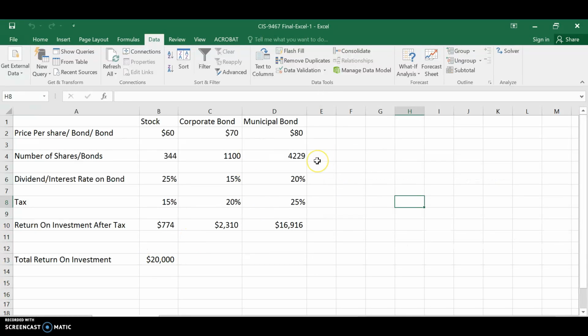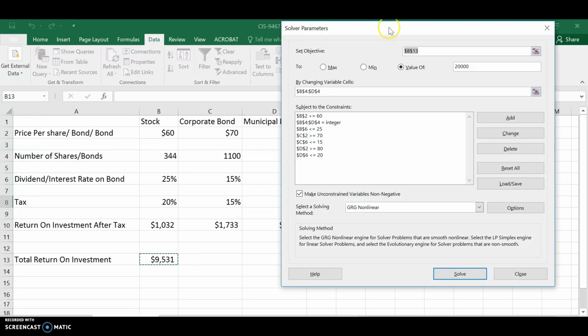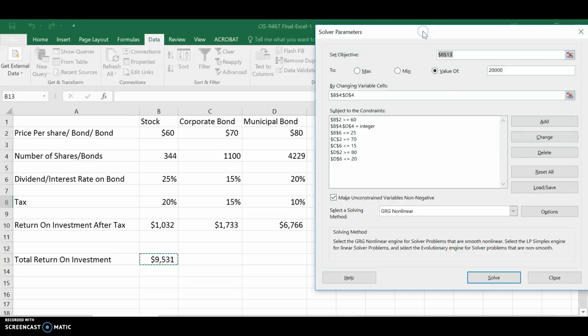Now I wanted to look at another scenario where I will be seeing a different number of shares, and I will be utilizing a different tax rate. I wanted to change the tax rate to see, at a given tax rate, how many shares and bonds I need to make a target return on investment. So let's change this 20% to 15%, and then make it 10%. And then I wanted to solve to see how I can reach a target return on investment in a different tax scenario.